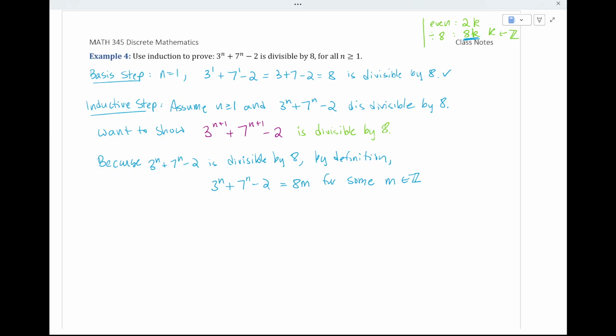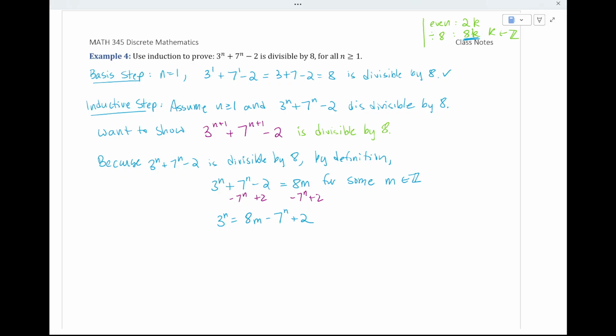So let's work on this a little bit. I'm going to do some rearranging here. I'm going to subtract 7 to the n and add 2 to both sides. And I'm going to write this as 3 to the n is equal to 8 times m minus 7 to the n plus 2. So I'm going to come back to that.